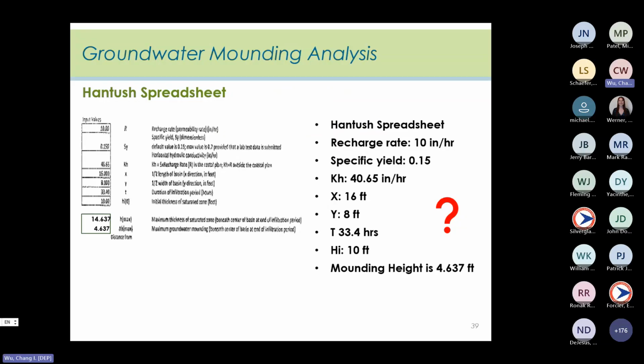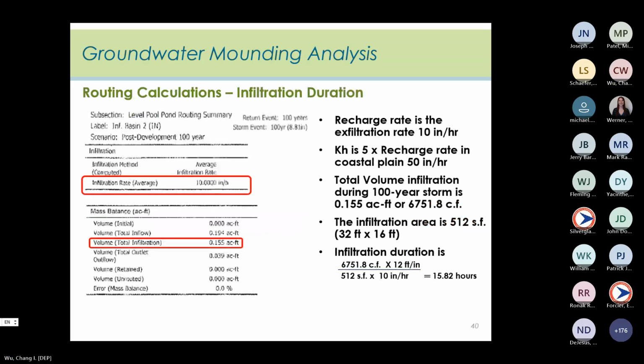After the groundwater recharge, we will look at the groundwater mounding analysis, since infiltration BMPs are proposed for this project. So here are those inputs showing the Hantush spreadsheets submitted with the application. So let's see what the analysis is. To check the input in the spreadsheets, the information from the routing calculation and site plan is needed.